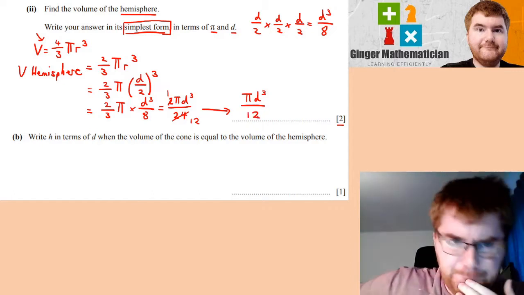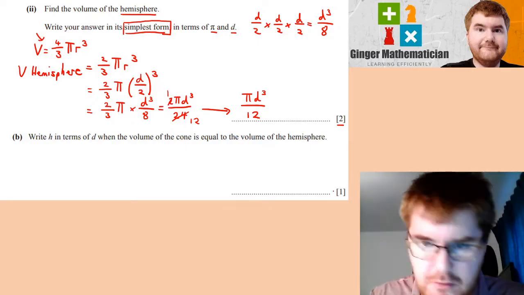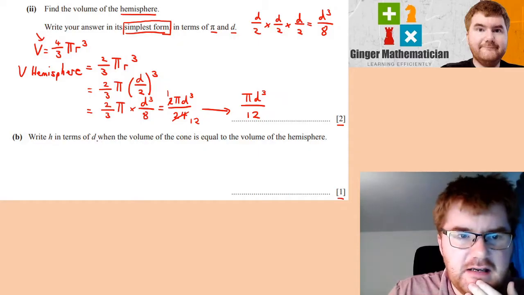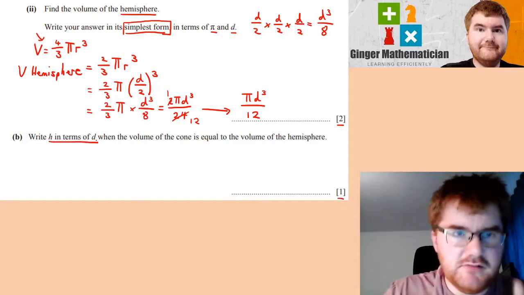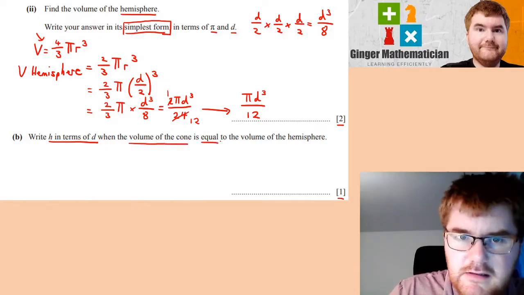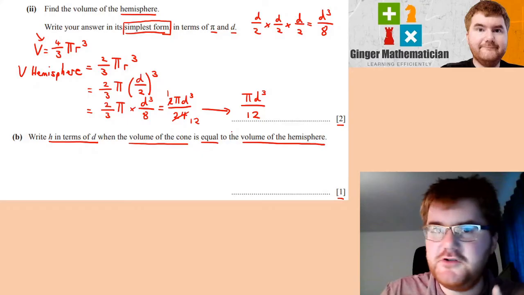And we're done. And on to the next question, again 1 mark, so it can't be too much work that we're expected to do here. Write h in terms of d. Okay, so when h equals something d, when the volume of the cone is equal to the volume of the hemisphere. So we're going to take the 2 answers we've just worked out here.